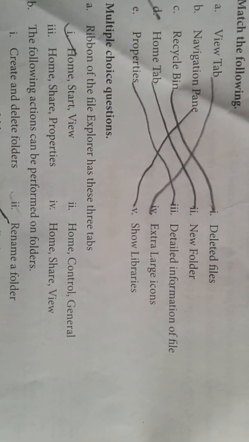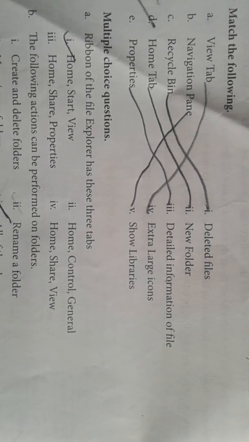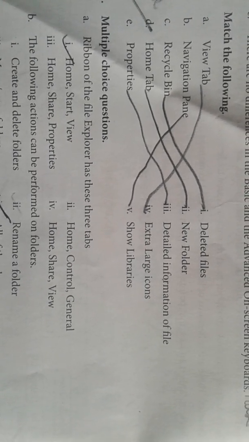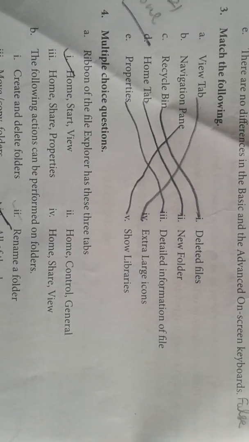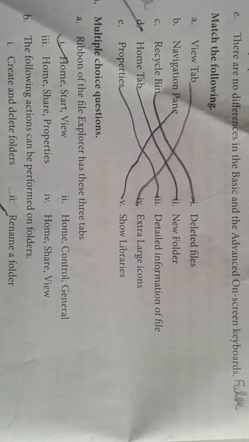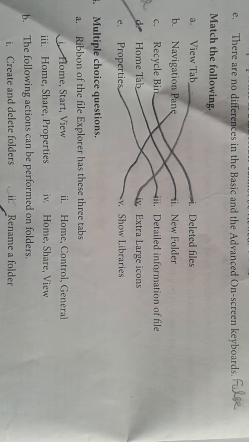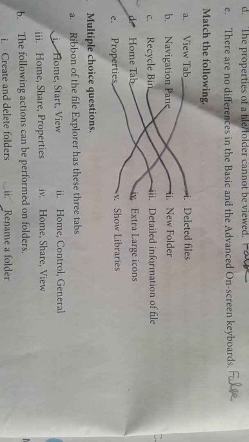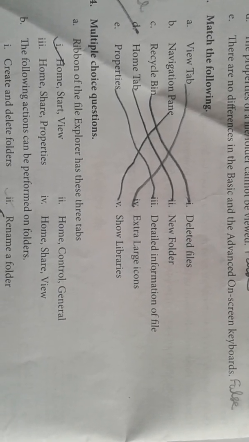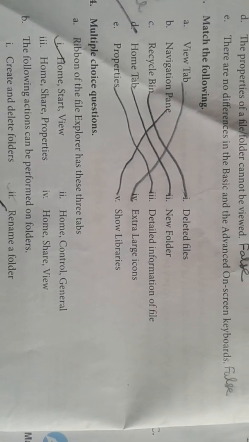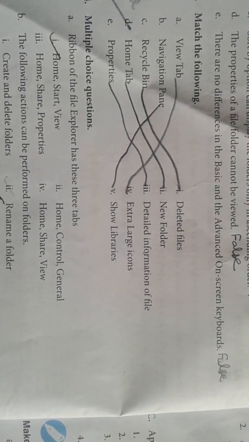Now moving forward to the matchups. View tab. View tab belongs to extra large icons, because through the view tab we can check out the large and extra large icons. Navigation pane, all of you know that navigation means whenever we are going to check out things, it is called the navigation pane. Show libraries. Recycle bin, we already discussed that.